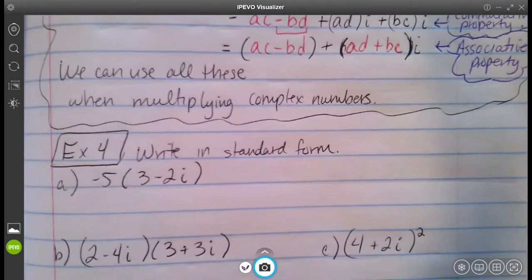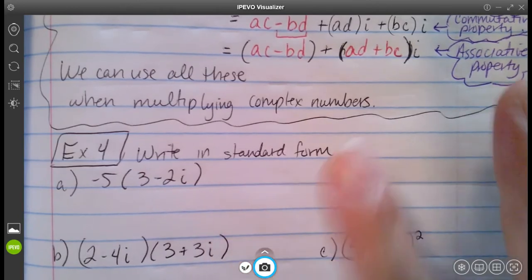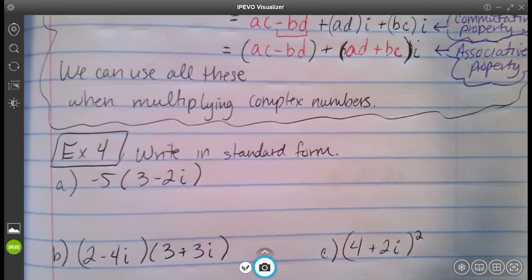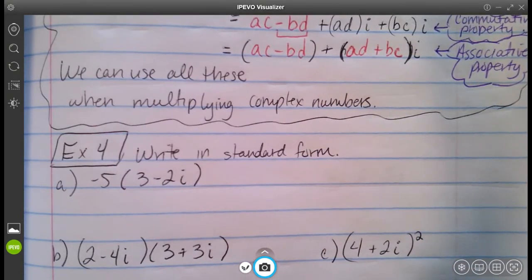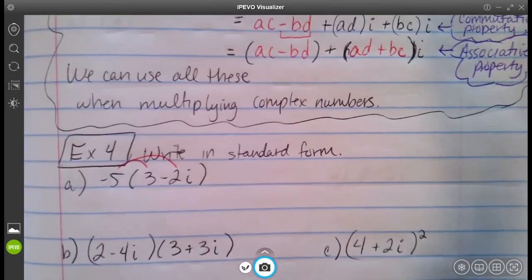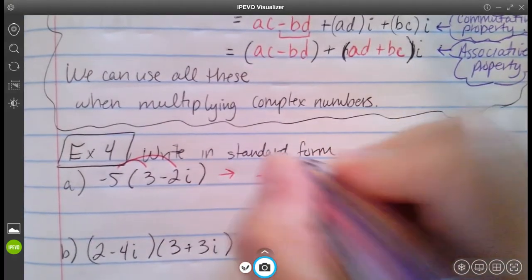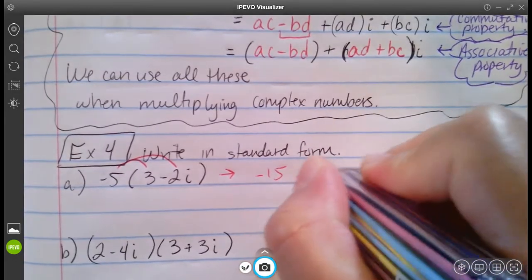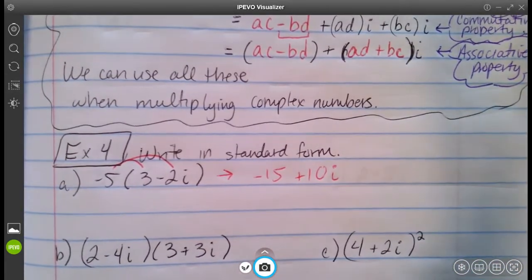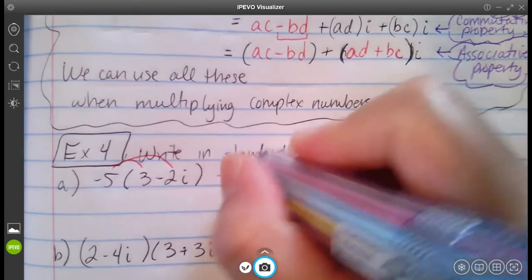Example number 4, we have letter A, write in standard form. By the way, I don't know if I mentioned standard form. It's just the basic A plus Bi. That's what we're trying to get to. Okay. So what I'm going to do in this one is I'm going to pretend it's kind of like an X, and I'm going to distribute. Okay. So that's going to give me negative 15 plus 10i, and it looks like there's nothing else to do for this one. So I am pretty much done.